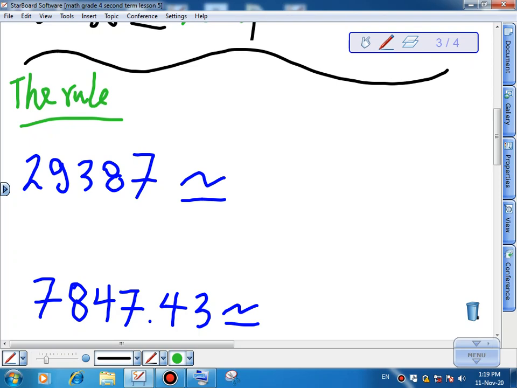Units, tens, hundreds, thousands. If I need to approximate 29,387 to the nearest thousand, I will look to the thousands place, which is 9. Underline the number 9, like this. Okay? Approximating to the nearest tens: underline the number 8. To the nearest hundred, the number 3. To the nearest thousand, the number 9. In this case, approximating to the nearest thousand, so we underline the number 9.